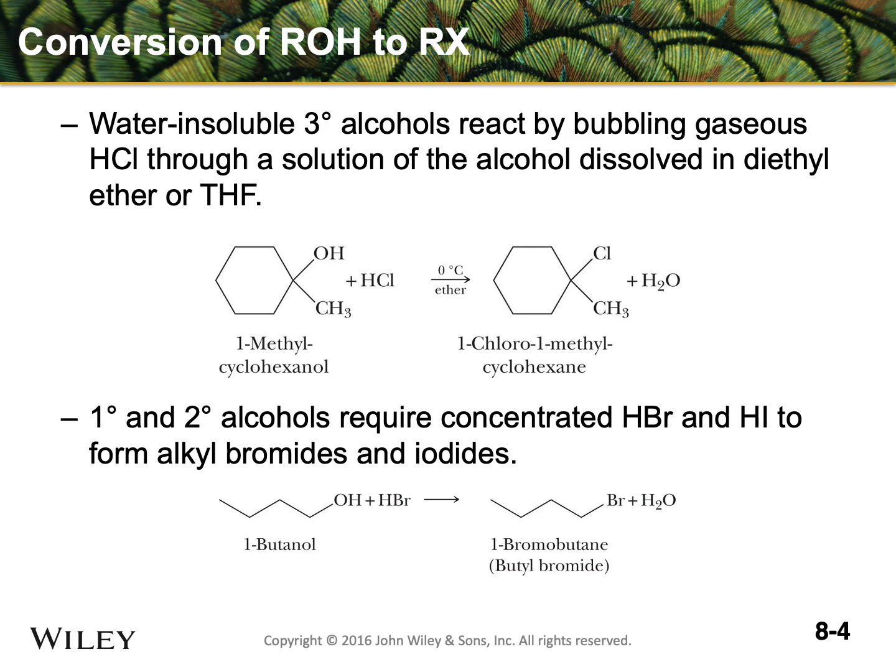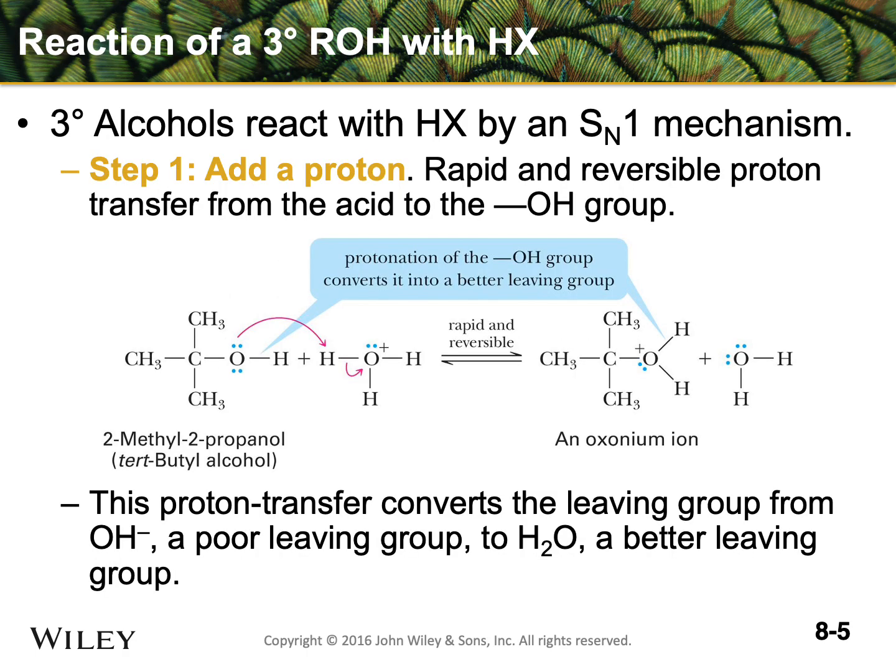In fact, this system will also work with primary and secondary alcohols if we use highly concentrated HBr or HI to create their alkyl bromides and iodides respectively. But notice this only works where water is not present, such that the concentration of the acid is much higher than the concentration of the water produced. So let's talk about how that happens.